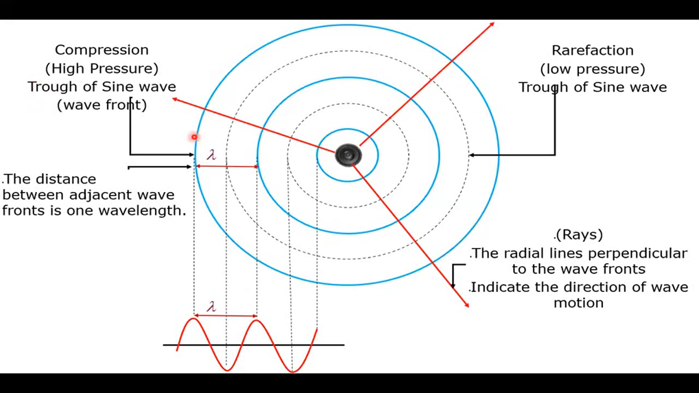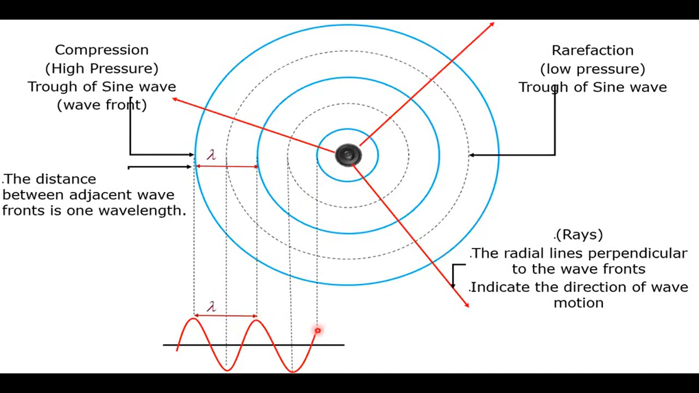These wave fronts are the regions of high pressure and high density, known as the crests of this sine wave. But between two wave fronts, between two compressions, there is rarefaction, the region of low pressure, low density, which is known as the trough of this sound wave. If we draw the pressure graph or density graph, every wave front corresponds to a crest, another wave front to another crest, and the third wave front to a third crest.